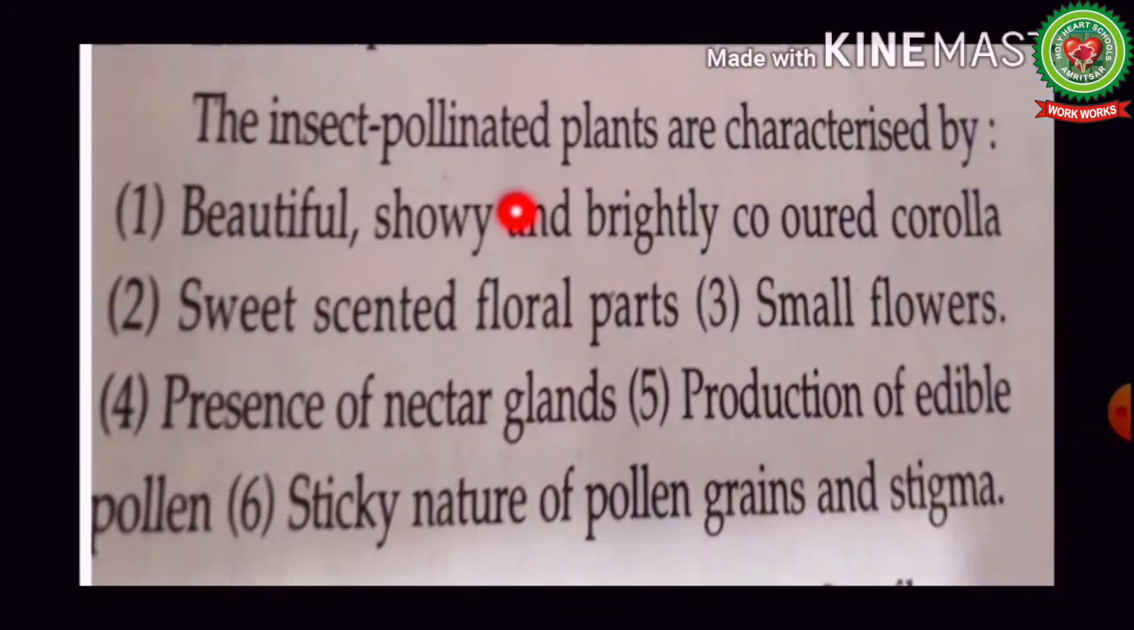What are the characteristics of insect pollinated plants? First is flowers are beautiful and showy and they have brightly colored corolla. Why they are having a brightly colored corolla? To attract the insects for pollination. Students, correct the spelling of colored.